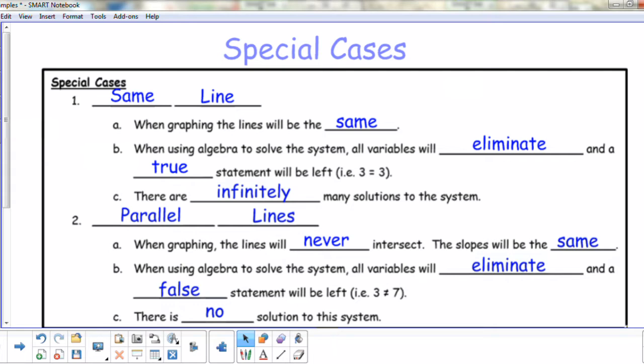Now when you have parallel lines, when you graph them, the two lines will never intersect and they will end up having the exact same slope. When we use our algebra, so our substitution or elimination for these types of questions, the variables are also going to eliminate, but we're going to end up with a false statement. So like 3 equals 7 or 0 equals 9, something that is not true. When that happens, we are going to have no solution to that system. So let's look at our two examples.